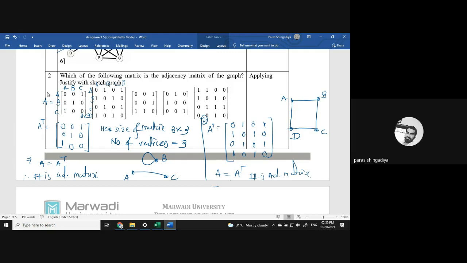Is it clear? Second graph. Second graph means, third graph. Yeah. Third graph you will get. It is not a triangle, but it is an open triangle. Okay, this graph you will get in the third one. If the matrix is not an adjacency matrix, then we cannot find the graph.